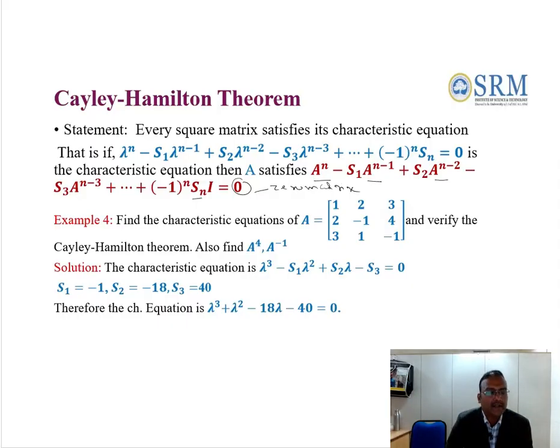Now, for this type of problem, first we have to write down the characteristic equation. The characteristic equation is lambda cube minus s1 lambda square plus s2 lambda minus s3 equal to 0. What is s1? Sum of the diagonal elements, s2 is the sum of the minors of the main diagonal, and s3 is the determinant. Okay, already we have calculated s1 equal to minus 1 and s2 equal to minus 18, s3 equal to 40. Therefore, the characteristic equation becomes lambda cube plus lambda square minus 18 lambda minus 40 equal to 0.